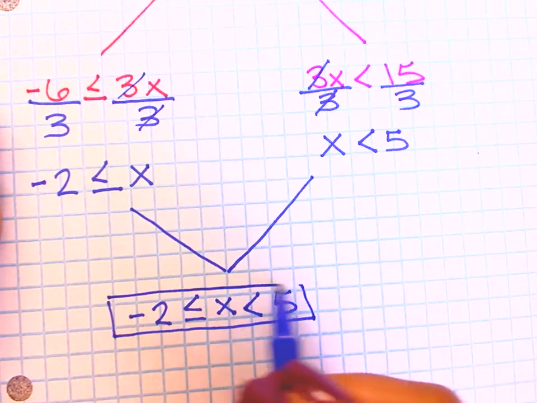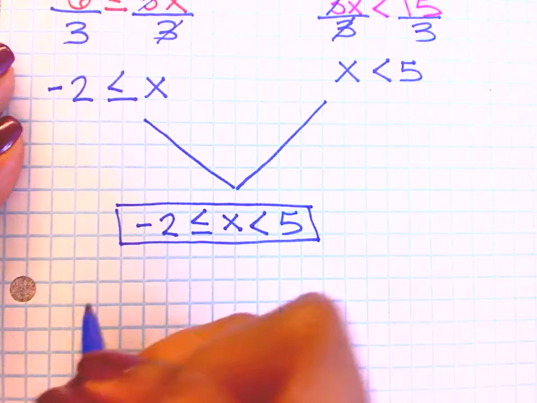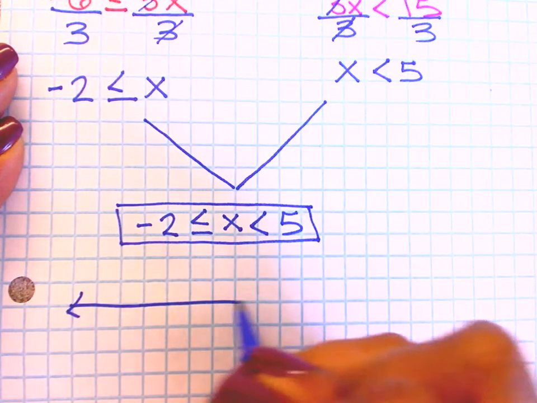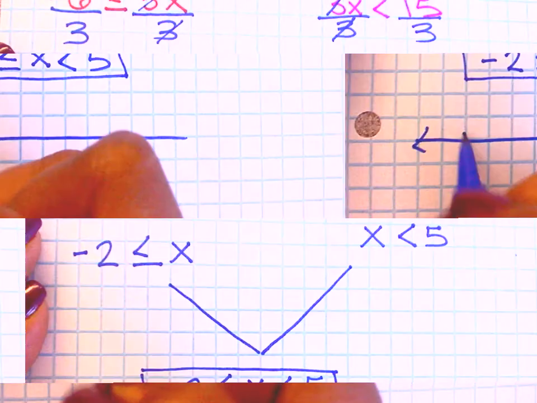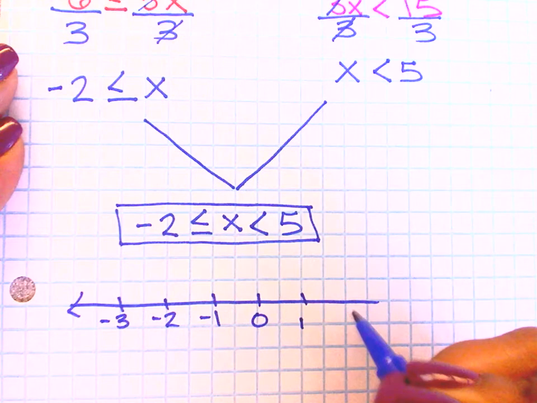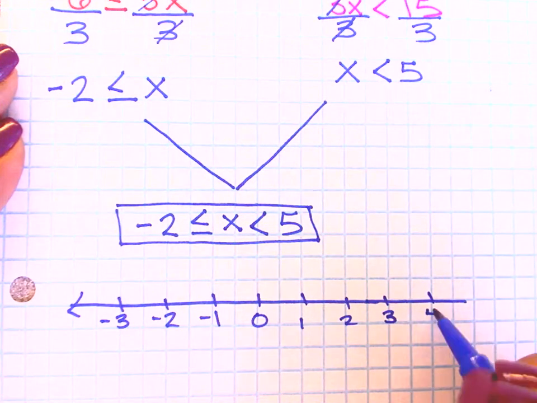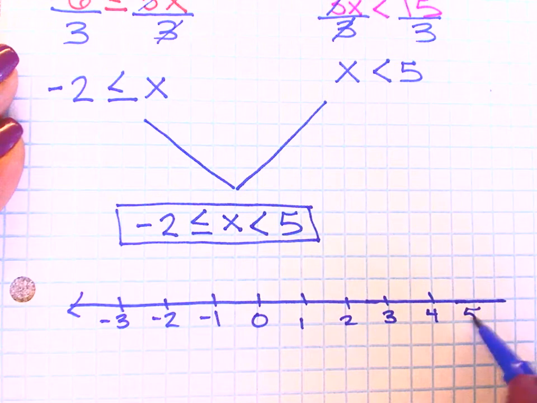Now let's try and graph this one. So I'm going to draw a graph. Let's see, I'm going to go negative 3, negative 1, 0, 1, 2, 3, 4, 5.